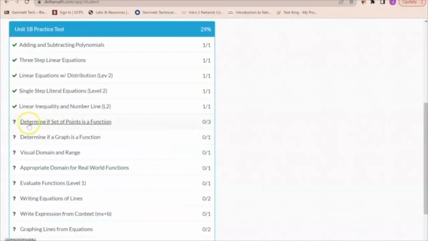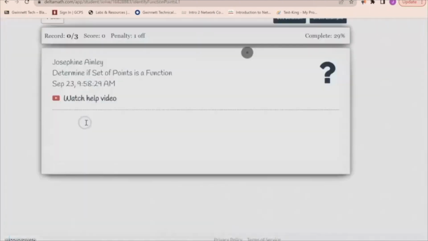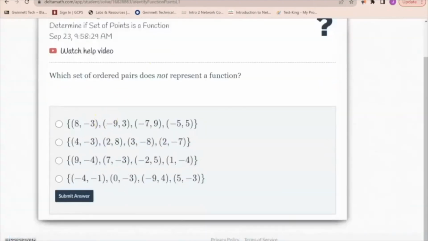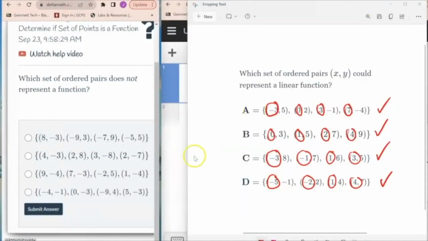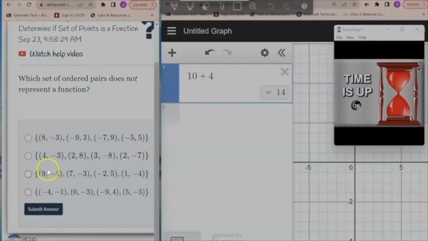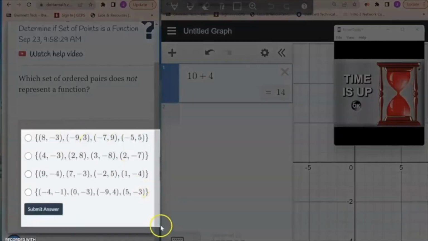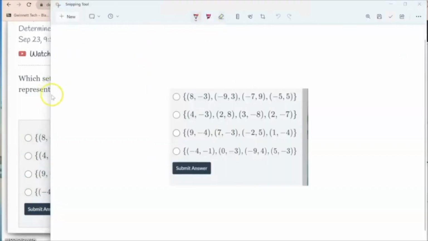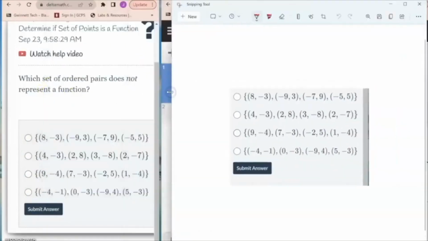Then I'm going to do the next one, which is determine if a set of points is a function. Again, what makes a function is that x does not repeat. Be careful, because you do have to read the question. Sometimes it's asking if it's not a function. So what does this question say? Not a function. So I'm just going to find all the ones that are functions.